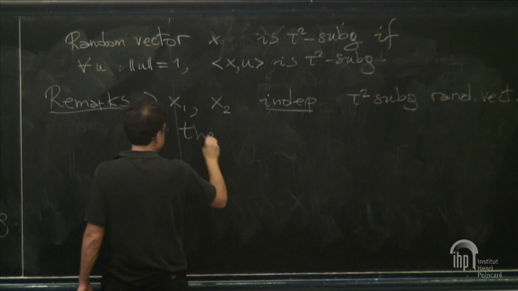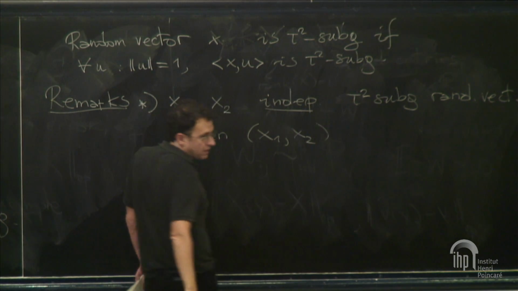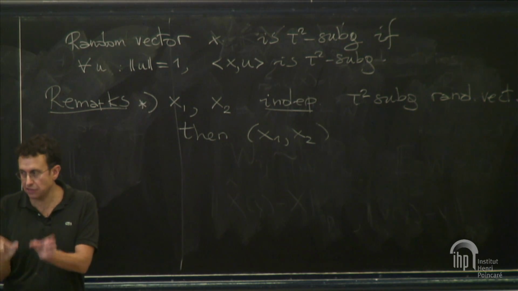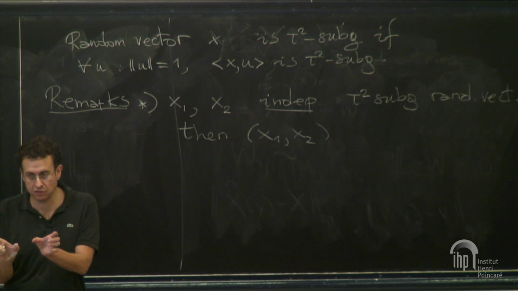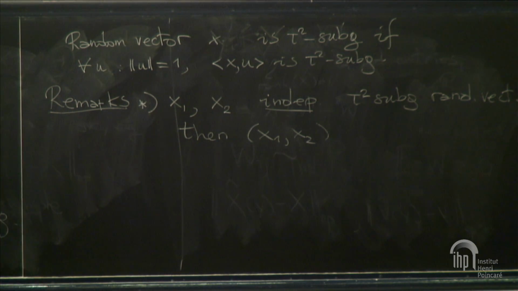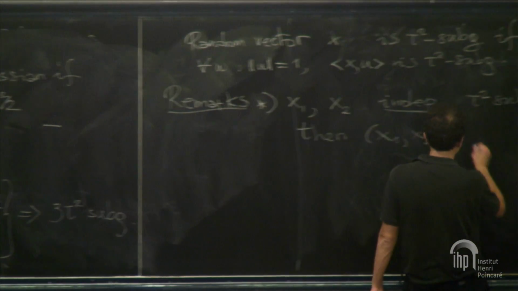Then you can concatenate them. What I mean by this is just the vector of double length that you obtain by putting x1 and then x2. x1 and x2 do not need to be the same length, but if one is d1 and the other is d2, you form a vector of length d1 plus d2 by concatenating them. This is two squares of Gaussian.